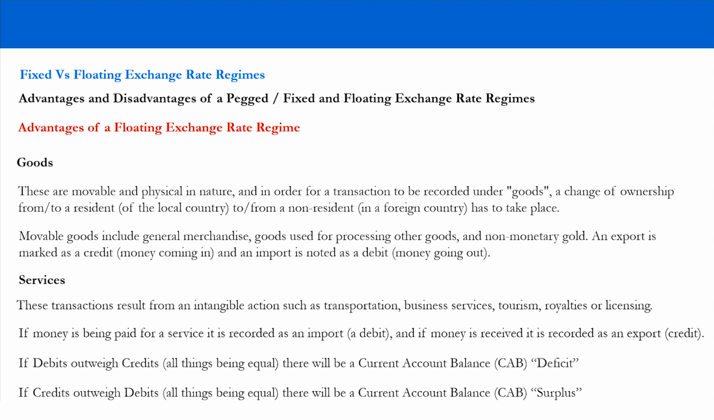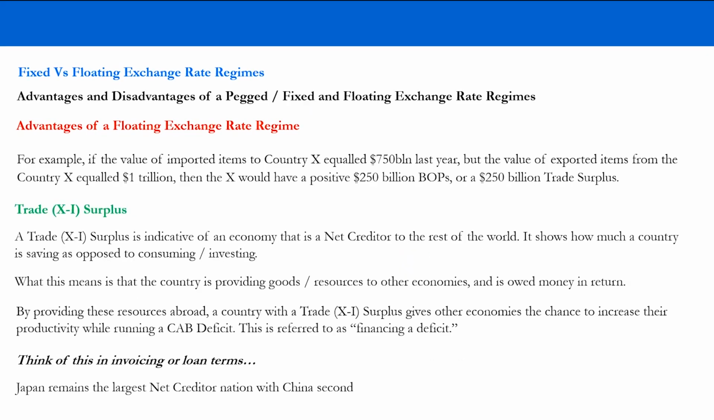And if debits outweigh credits, so imports outweigh exports, there's going to be a deficit of payments. And vice versa. If credits outweigh debits, there will be a current account balance surplus. So we treat goods and services in the same way because really, regardless of whether it's a good or a service, it's just a debit or a credit in the current account balance. So one of the ways of really understanding this is to look a little deeper into how this works.